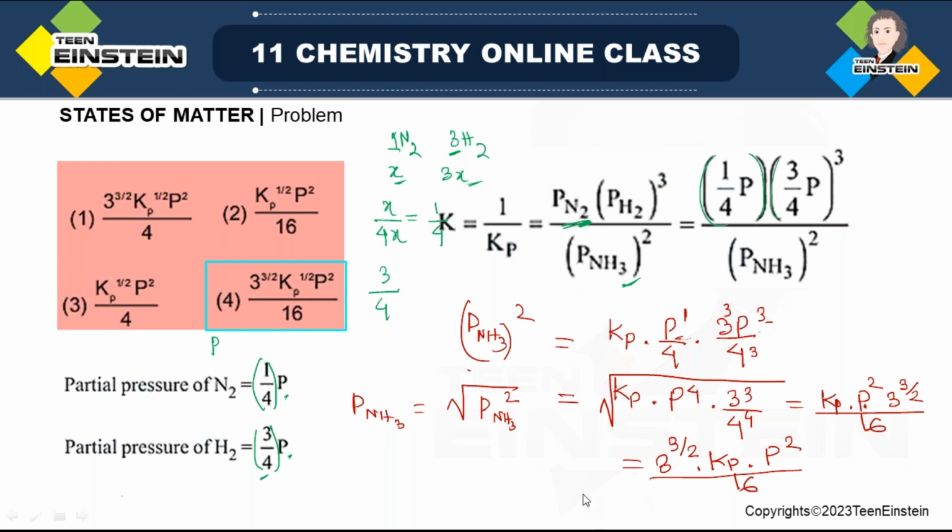So it is matching with the last option. 3 to the power 3 by 2, Kp, and then P square. So this is the partial pressure of ammonia in terms of capital P and Kp value. Fine.